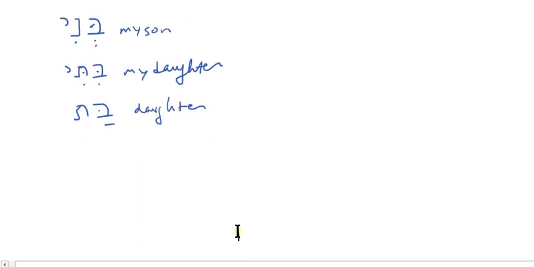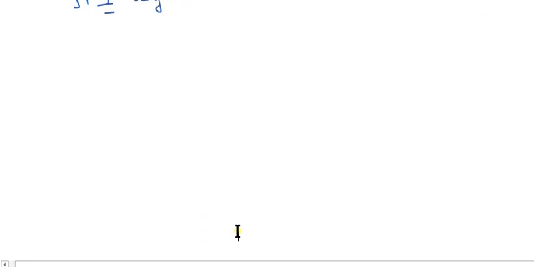Let's now look at 15.7. In 15.7, we are dealing with pronominal suffixes attached to the words im and et. Im and et.